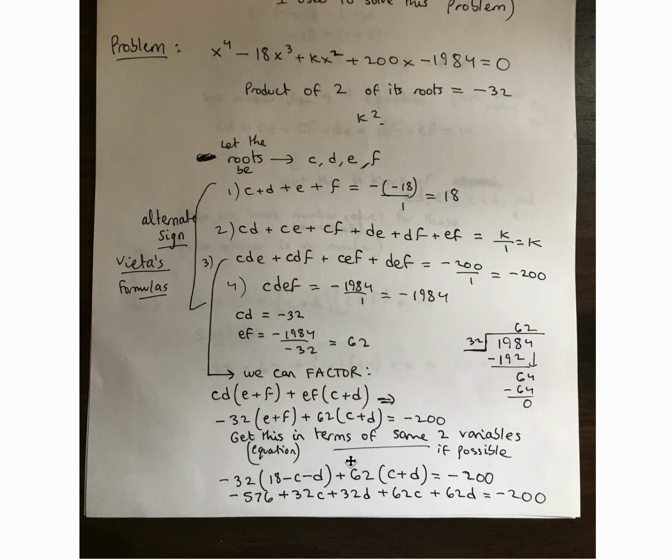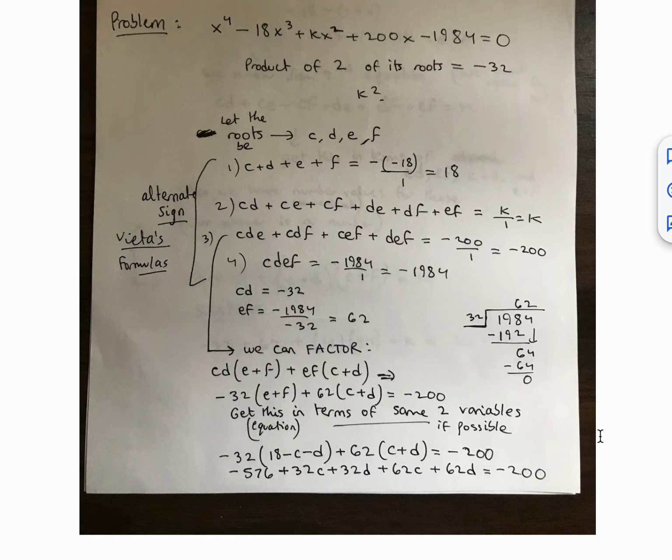And why I basically did that is because I know the values of CD and EF, which are negative 32 and 62 respectively. So negative 32 times E plus F plus 62 times C plus D is equal to negative 200. Okay.